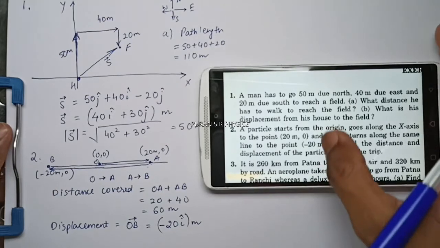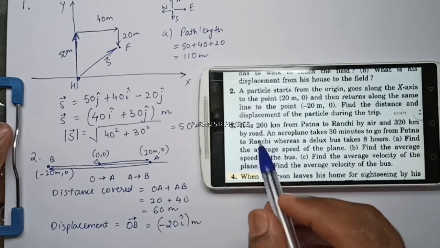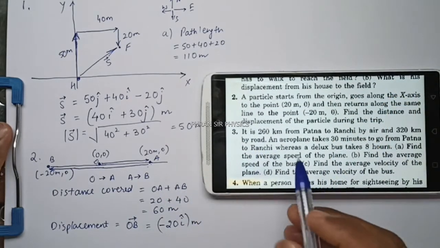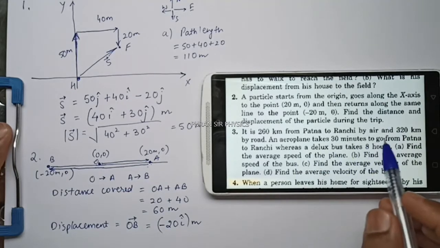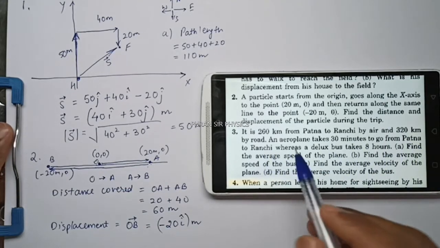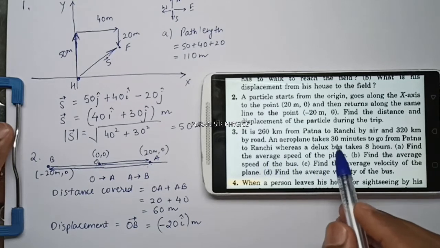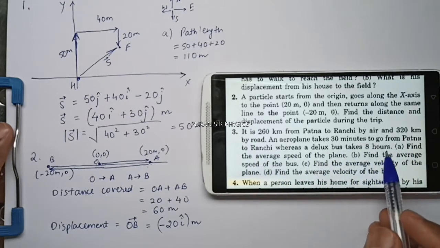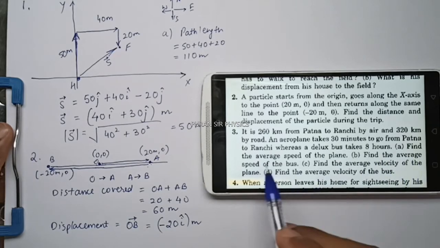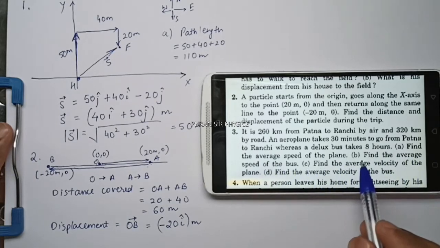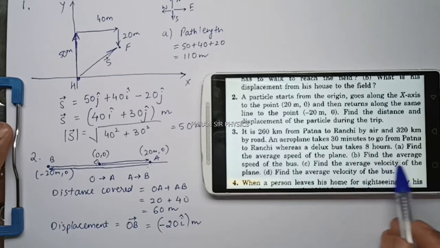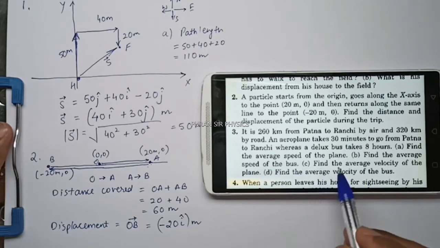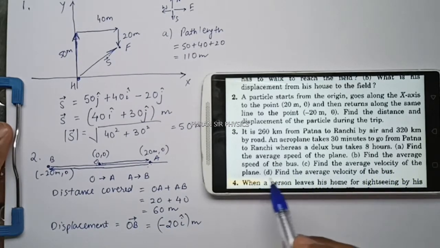So in the third question, it is 260 km from Patna to Ranchi by air and 320 km by road. An aeroplane takes 30 minutes to go from Patna to Ranchi, whereas a deluxe bus takes 8 hours. In the A part, find the average speed of the plane. In the B part, find the average speed of the bus. In the C part, find the average velocity of the plane. And in the D part, find the average velocity of the bus.